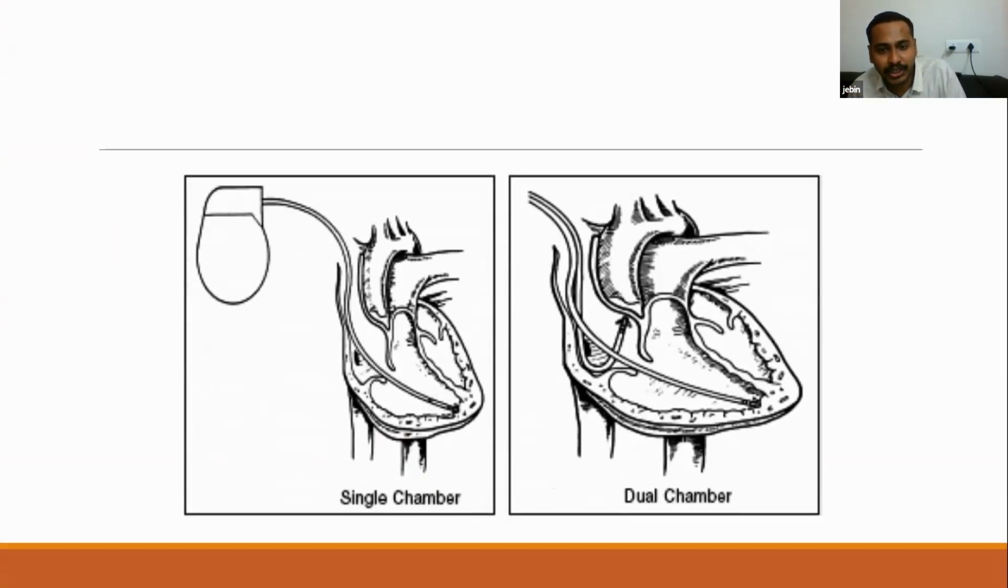This is an image showing the single chamber and dual chamber ones. The single chamber ones have the leads in the RV, and the dual chamber system has the leads in the RA and the RV.